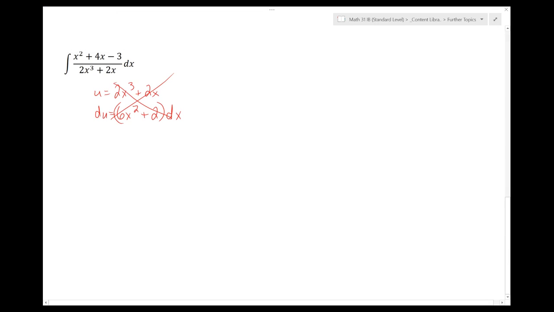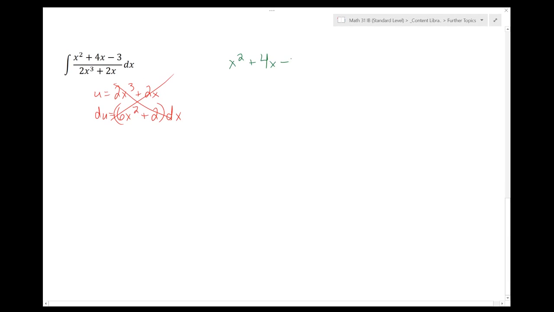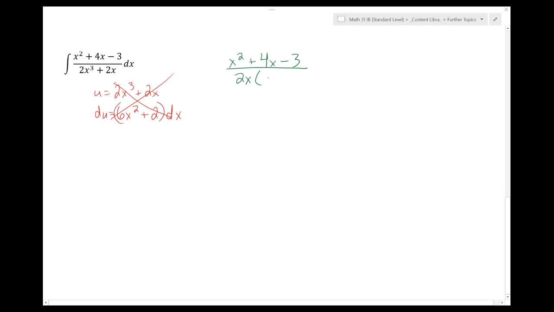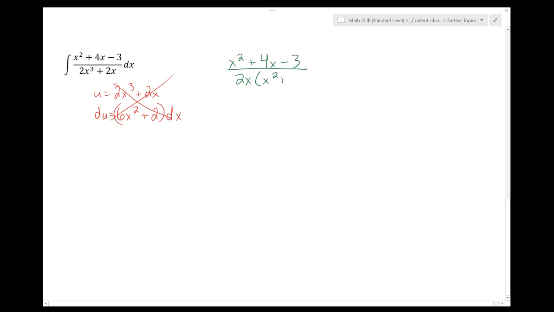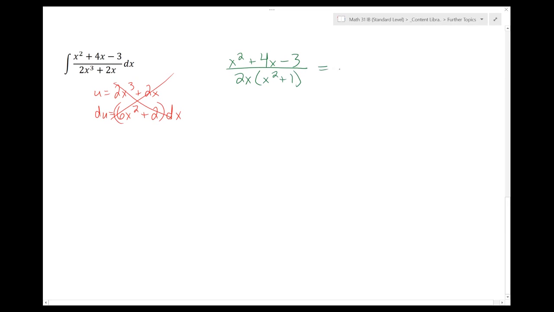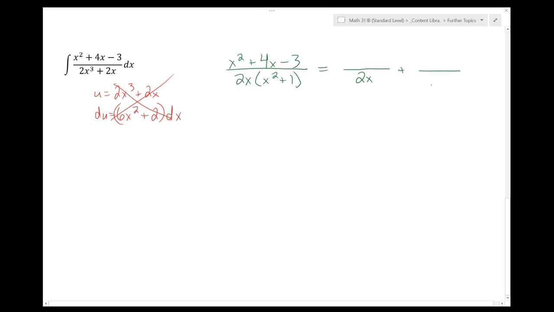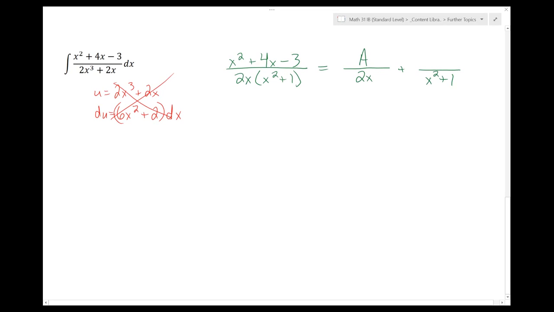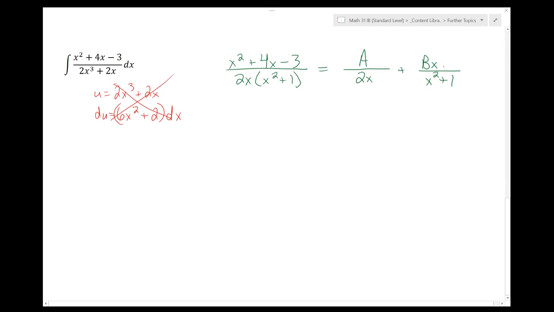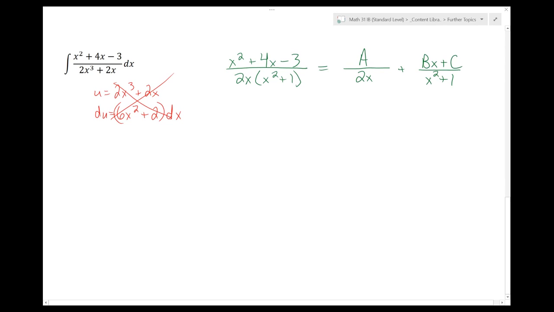So what I'm going to do instead is consider the partial fractions that this would require. So here I have factored denominator, 2x times x squared plus 1. I want it to be two fractions, a 2x as a denominator and an x squared plus 1 as a denominator. So something over 2x, and now here's the trick in that second one, because that's quadratic, I need to make this linear.